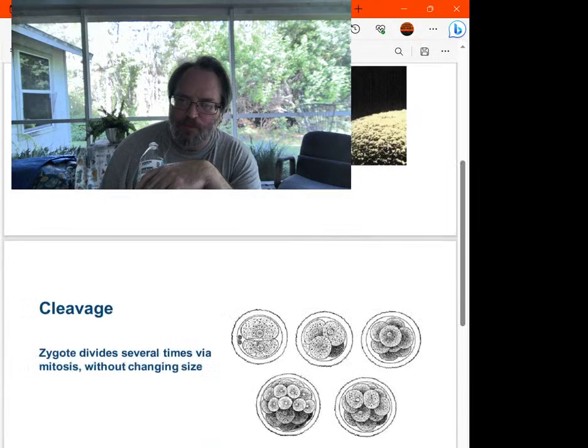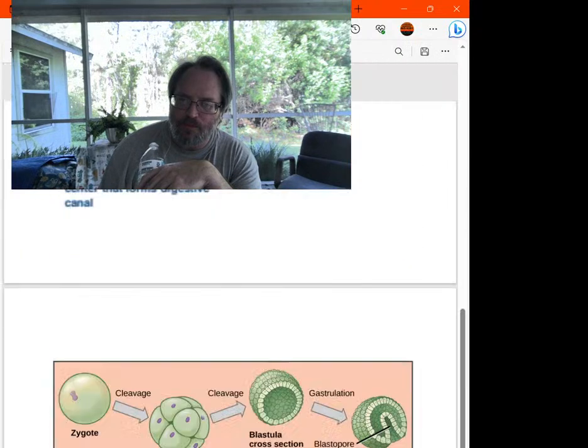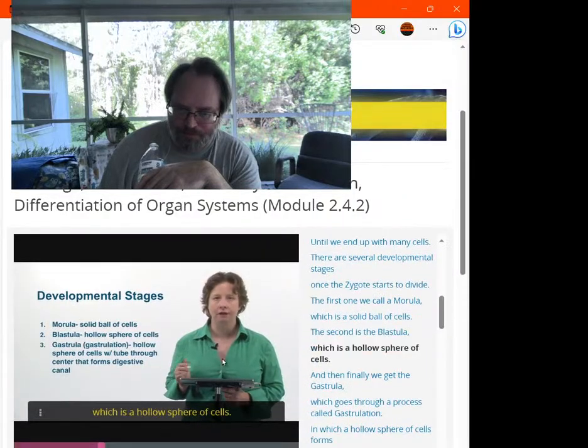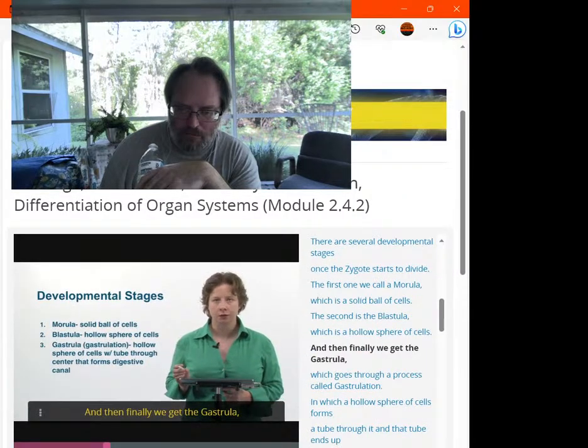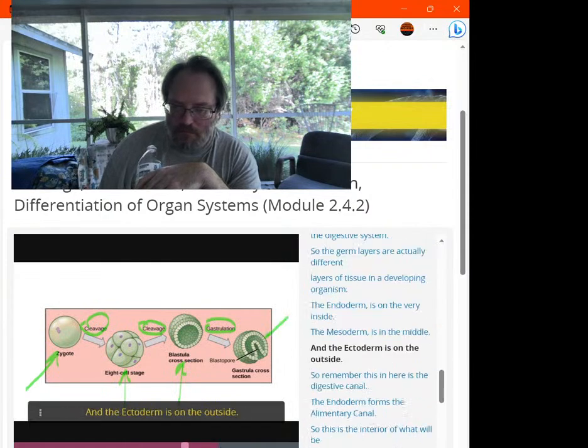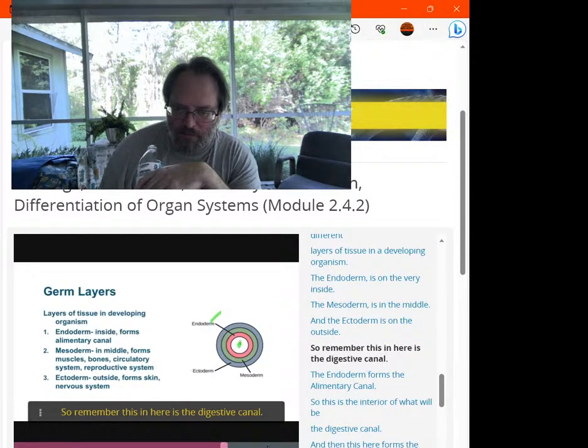There are several developmental stages once the zygote starts to divide. The first one we call a morula, which is a solid ball of cells. The second is the blastula, which is a hollow sphere of cells. And then finally we get the gastrula, which goes through a process called gastrulation, and we end up with a gastrula. So remember, this in here is the digestive canal.